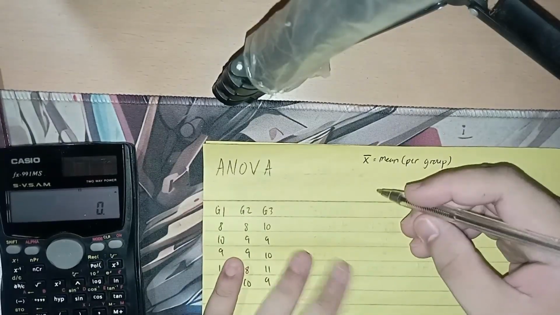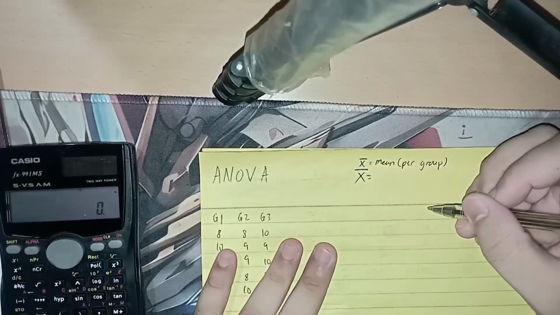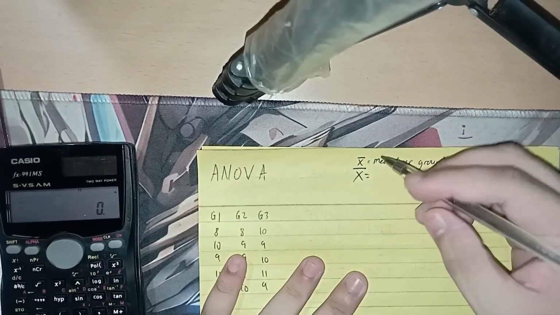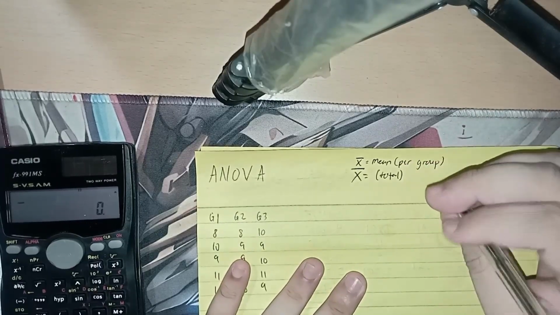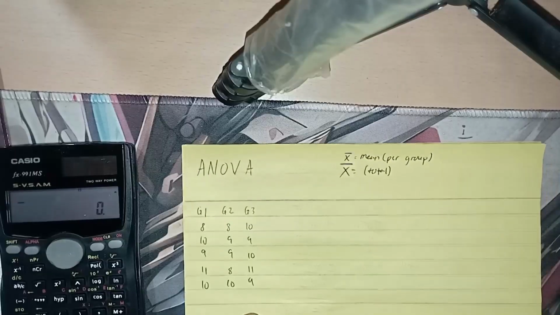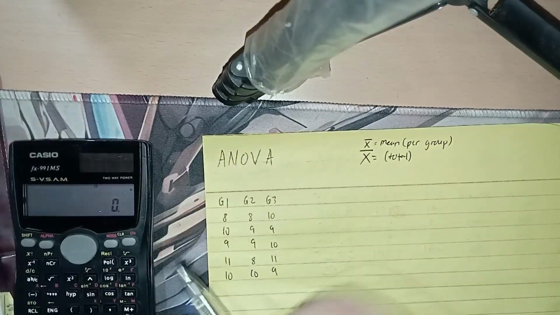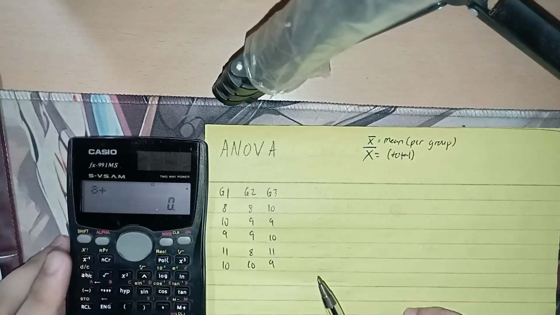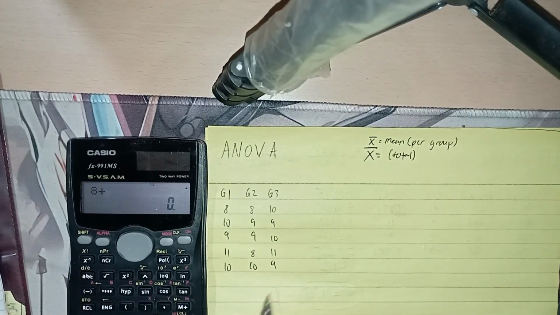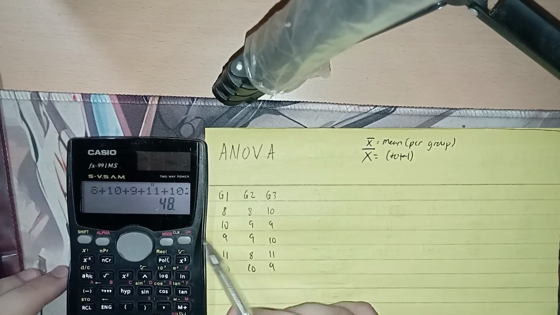and then next we will get the X bar, a big X bar, which is the total. This is for total per group. We will start with this mean. Remember what we did in chi-square? So 8 plus 10 plus 9 plus 11 plus 10, which is equal to 48.